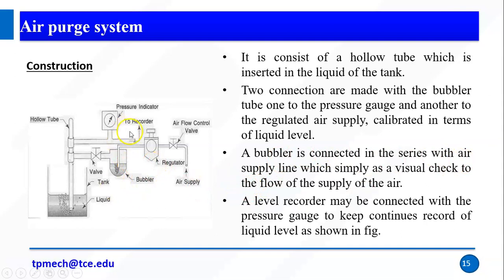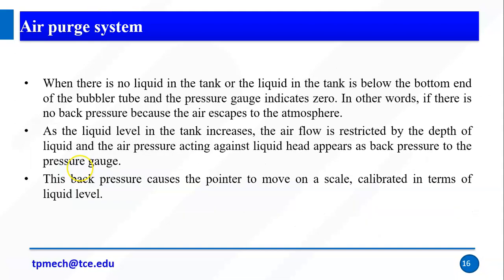So a level recorder may be connected with the pressure gauge. The pressure indicator shows some value, but we need another auxiliary device to convert the pressure into level, so we have a level recorder. It continuously records the liquid level. Working: when there is no liquid in the tank, or the liquid is below the bottom end of the bubbler tube, the pressure gauge indicates zero because there is no restriction.